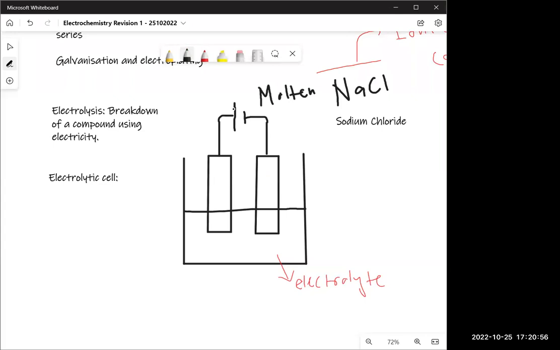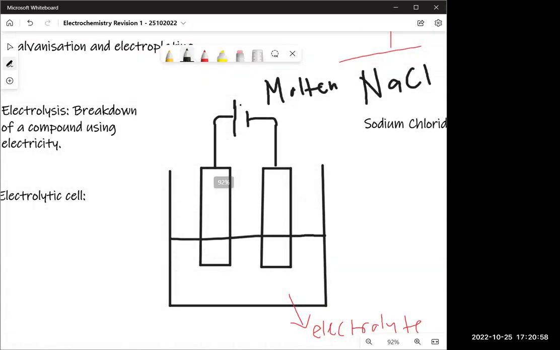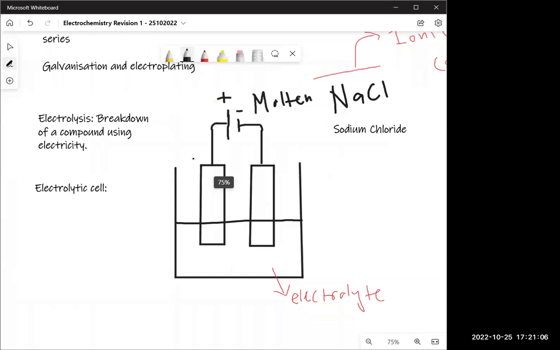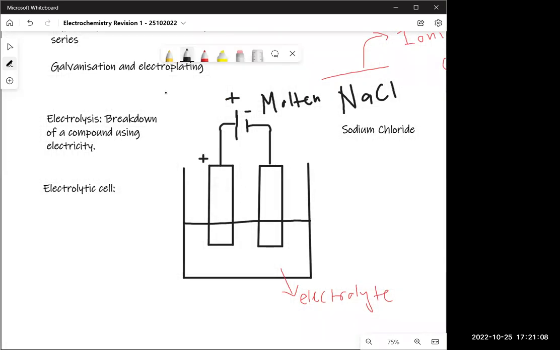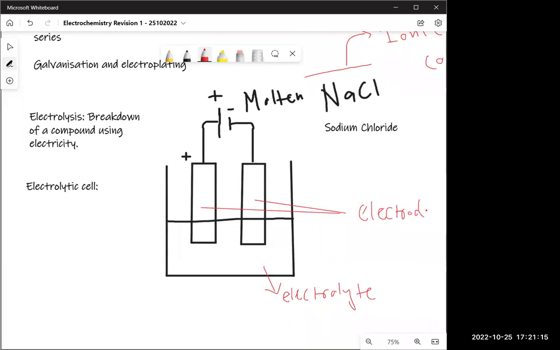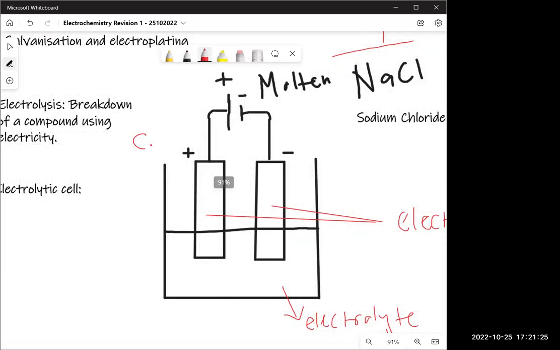The long terminal, the bigger one, is always the positive sign, and the smaller one is always negative. So the electrode connected with the positive terminal is going to be the positive electrode. We have two kinds of electrodes: the positive electrode and the negative electrode. The positive electrode is called the anode. The negative electrode is called the cathode.